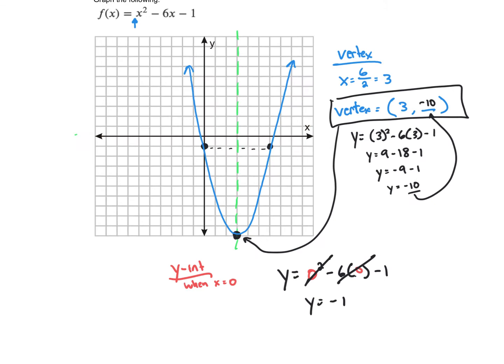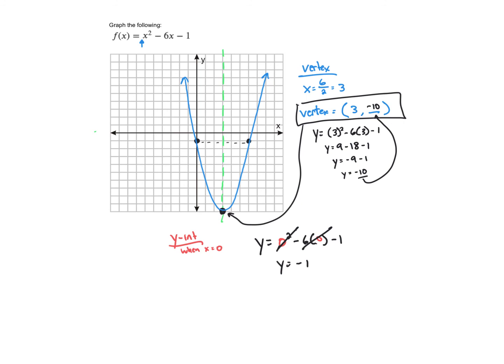Now again, we decided to use the y-intercept here, where if instead we could have plugged in a zero for the y, and then we could have found the x-intercepts if we wanted to. It's your choice. That's the nice thing about the characteristics. There's multiple characteristics. We use the one that makes the most sense to us, okay?